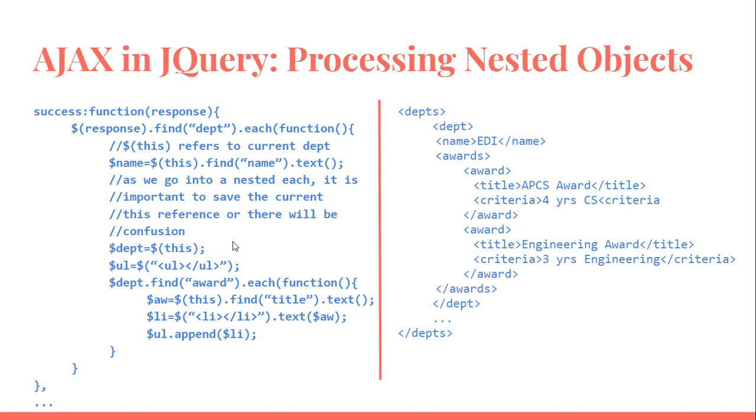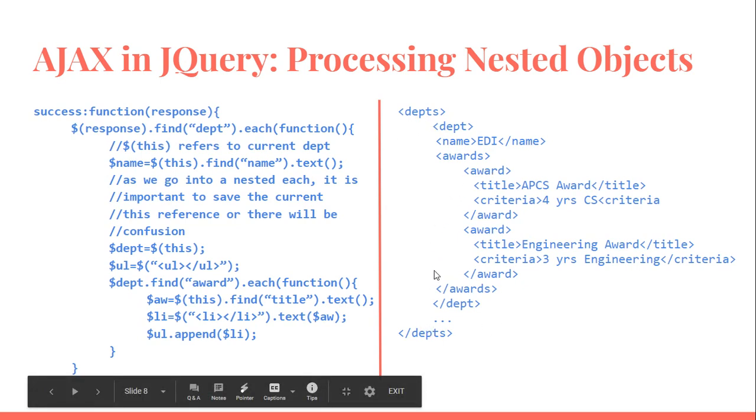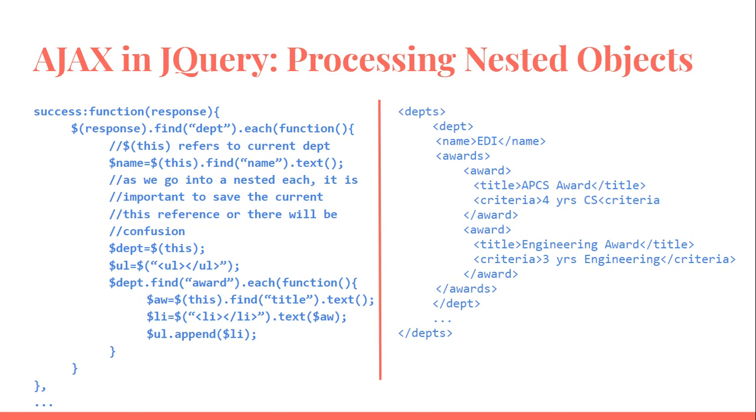Sometimes we have objects inside of objects in our XML. So over here on the right, you'll see that I have an XML document about departments. I'm only showing one of them right now. Otherwise, the font would have been so small you never would have been able to read anything. In this department, it's got a name, and then it's got a list of awards. And right now, there's 2 awards.